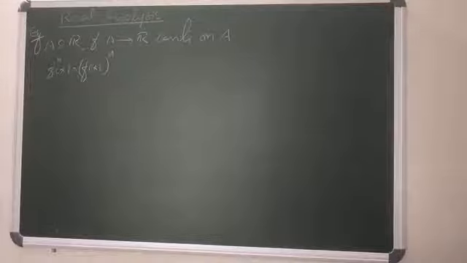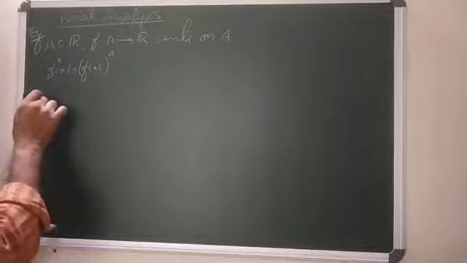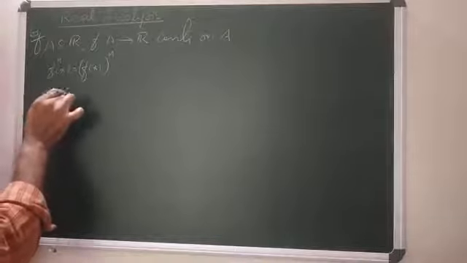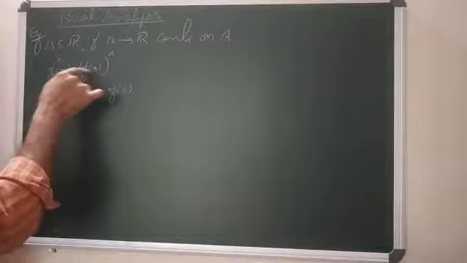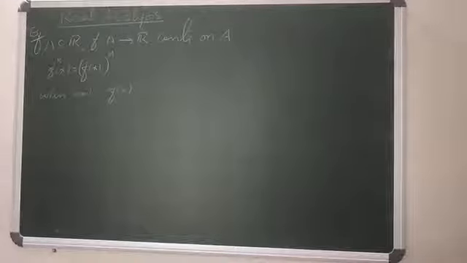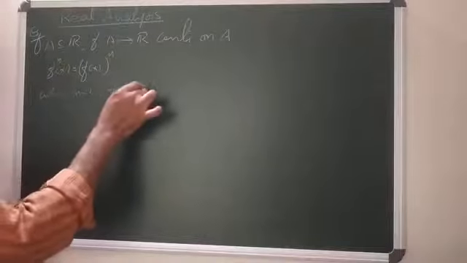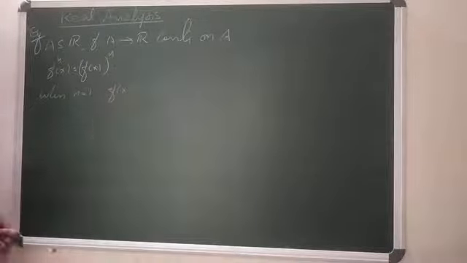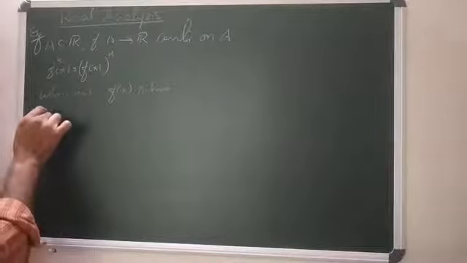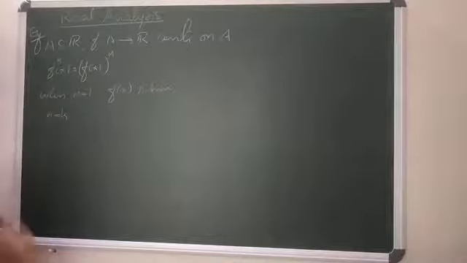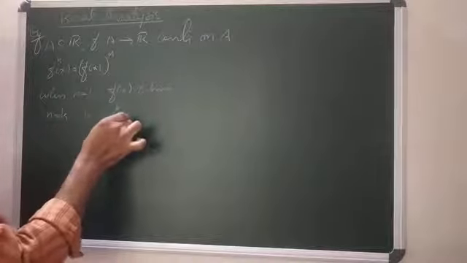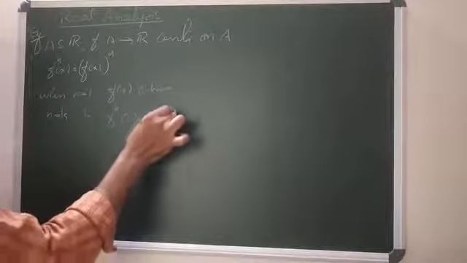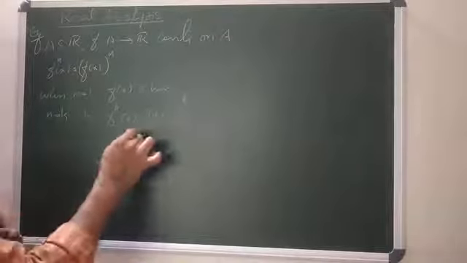Sure. Why? This is because of, by induction, when n equals 1, what happens? When n equals 1, we know that f1 of x equals f of x. That means f is continuous. So when n equals 1, f1 of x is continuous, means the result is true. Okay. Now assume the result is true for n equals k. That is, fk of x equals f of x all power k, which is continuous.